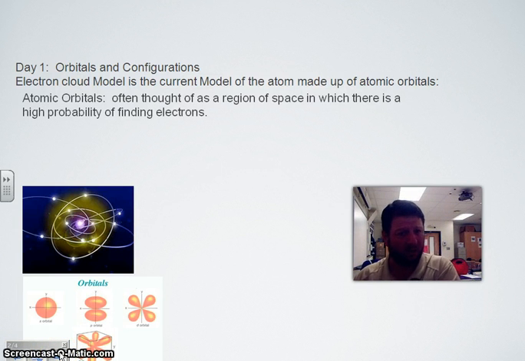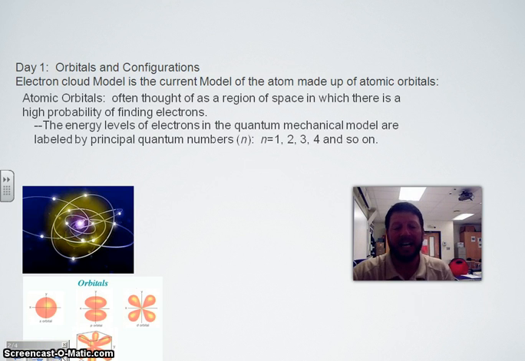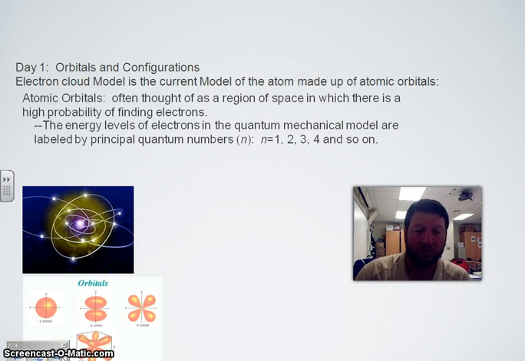So atomic orbitals often are thought of as a region of space in which there is a high probability of finding those electrons. High probability. You remember probability, it's not always 100%. So a high probability of finding electrons, you've got a good chance of finding electrons. The energy levels of electrons in the quantum mechanical model are labeled by principal quantum numbers. N equals 1, N equals 2, N equals 3, and so on.